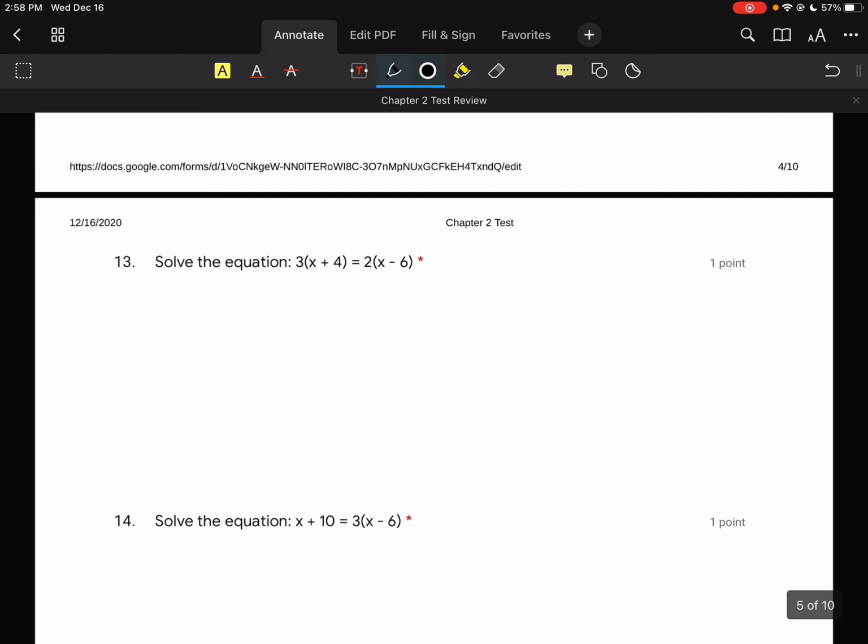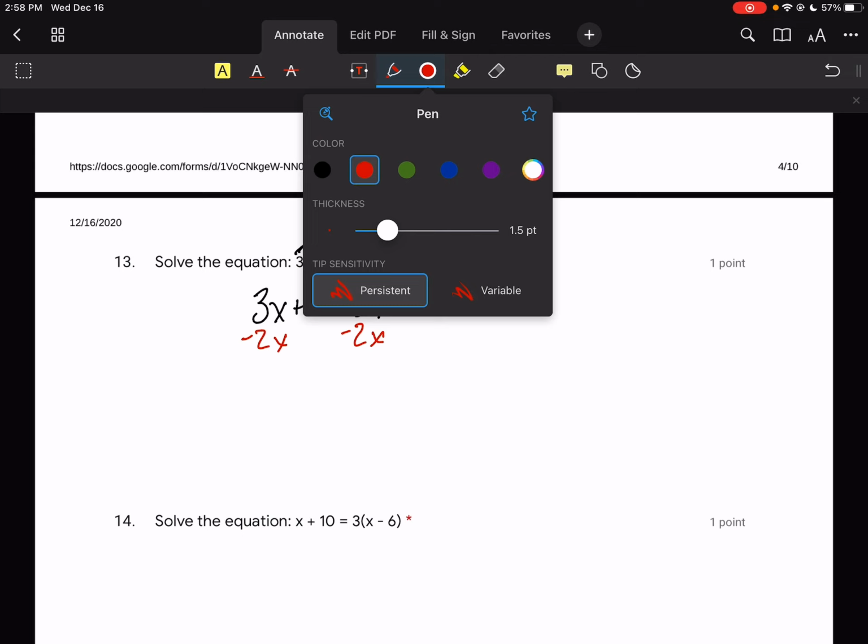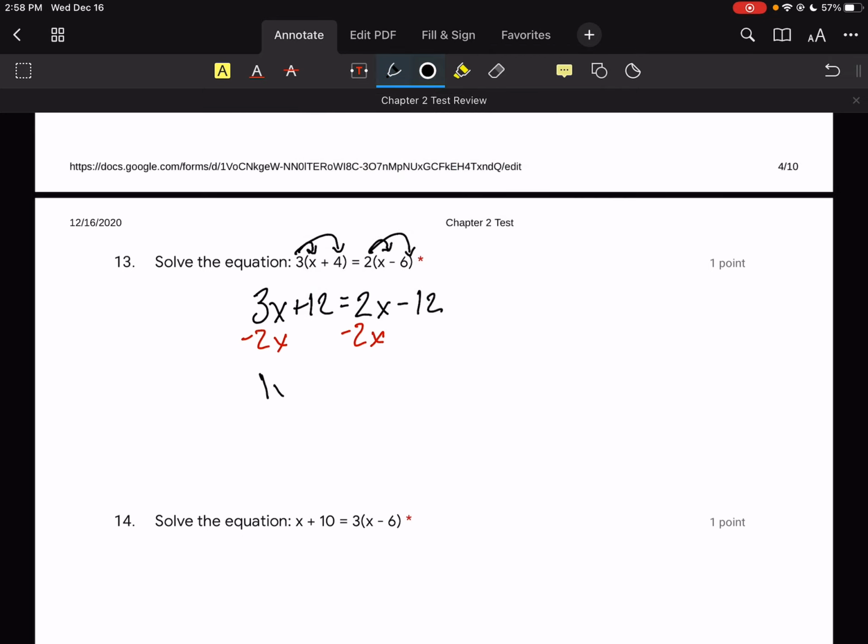And same idea with this next one, except we have to distribute. So we're going to distribute on both sides to get 3x plus 12 is equal to 2x minus 12. I'm going to move my 2x. Again, if you did it a different way, that's totally fine. Just wait until the end and see if you got the same answer. Minus 12 on both sides. 1x is the same thing as x. So that's going to be equal to negative 24.